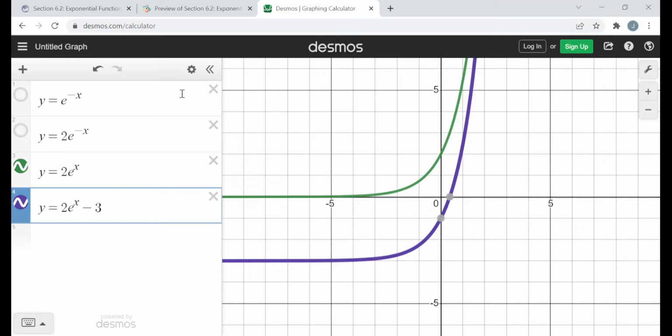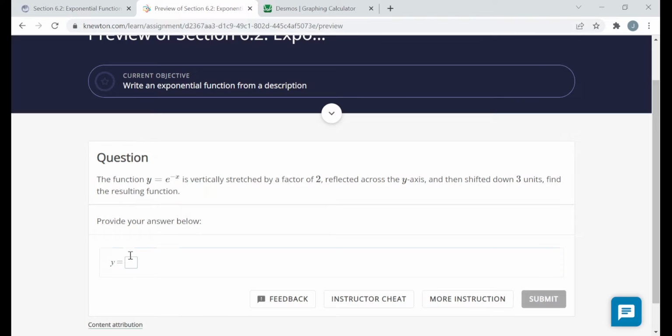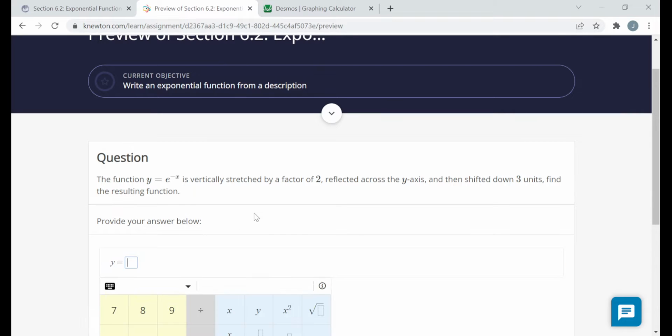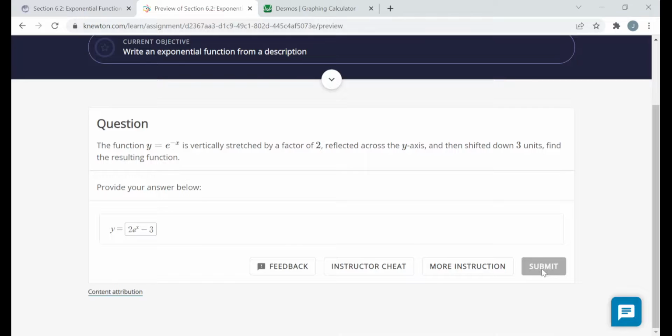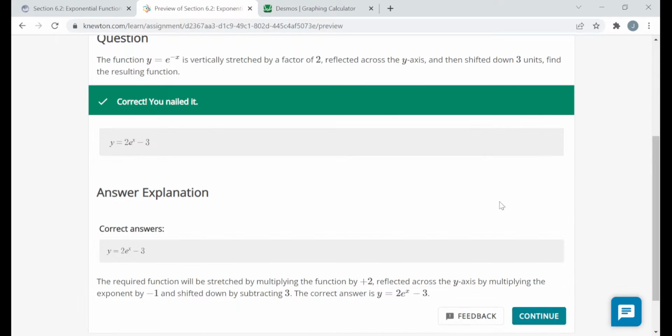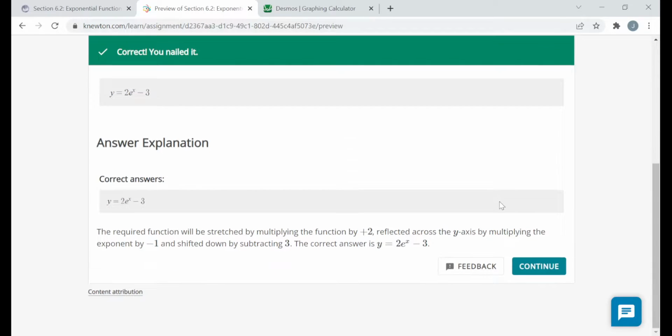But there's our expression. It looks good. Looks like all those transformations actually did occur. So we ended up with y equals 2 times e to the x, and then afterwards minus 3. Great. Next question.